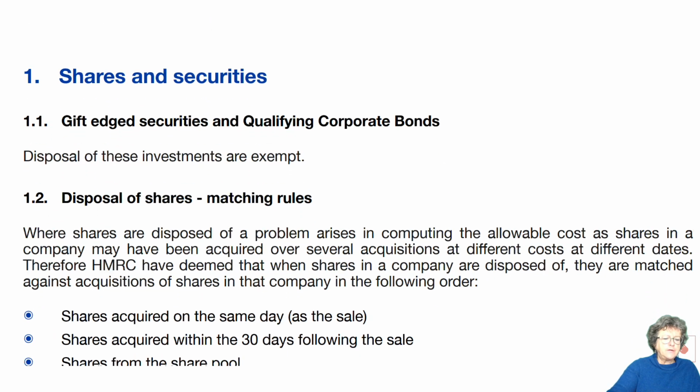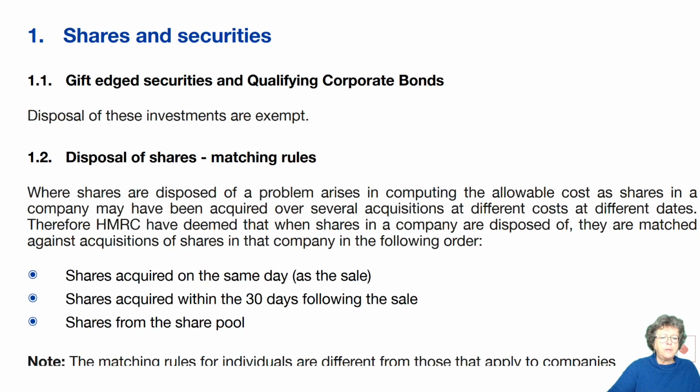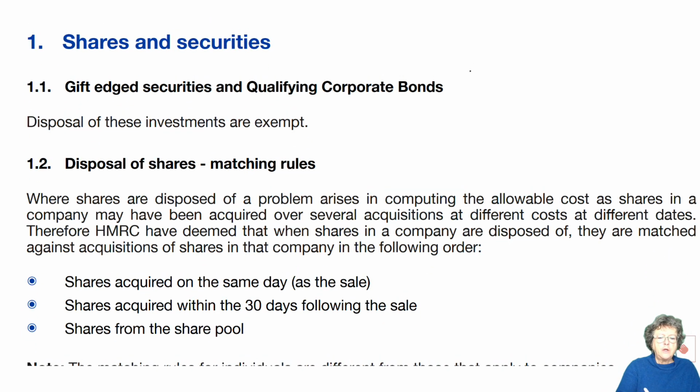So gilt-edged securities and corporate bonds, or what's known as QCBs, are specifically exempt right from the very beginning of the capital gains tax chapter. And again, you should have watched that before you watch this one, because obviously all the capital gains tax chapters have been dealt with in a specific order to help you to learn progressively.